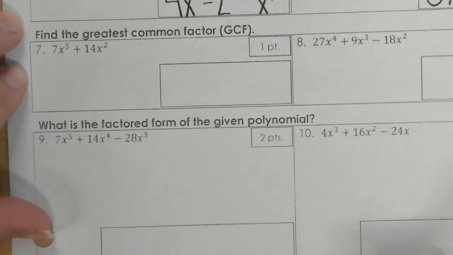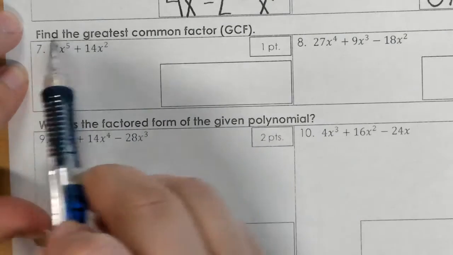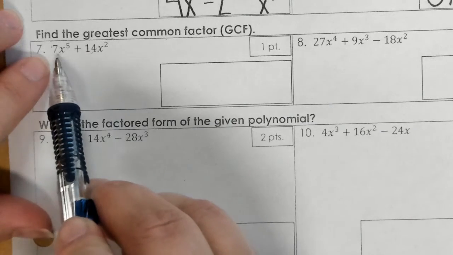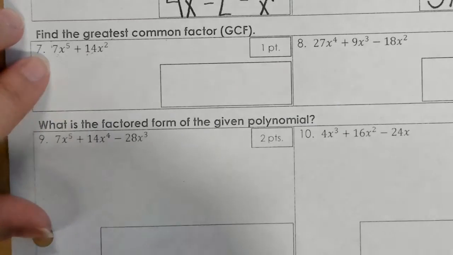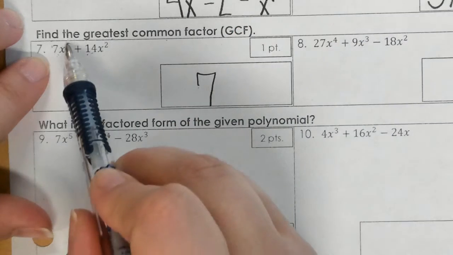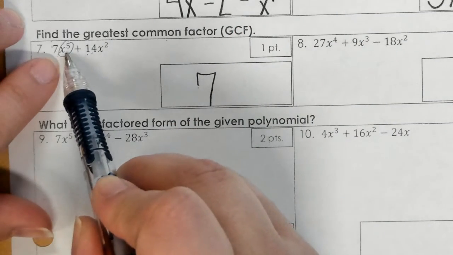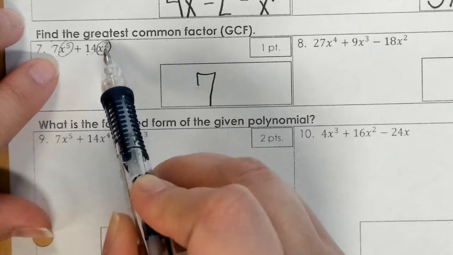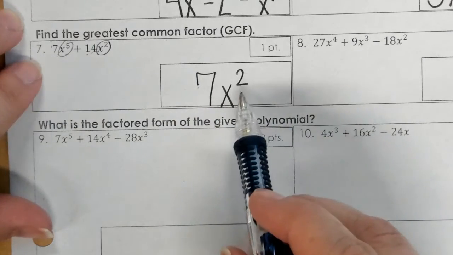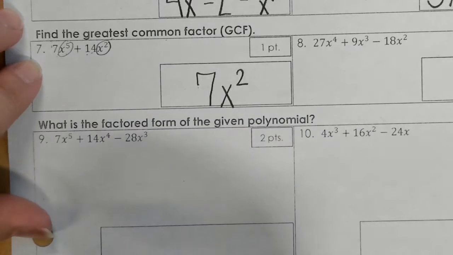In number 7, it says find the greatest common factor. So if I look at 7 and 14, I have to have a number that goes into 7 and 14 evenly, and that would be 7. I look at my smallest x. Is that x to the 5th or x squared? And that is x squared. So 7x squared is the GCF of this polynomial.